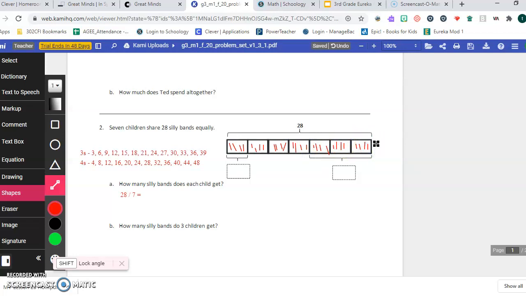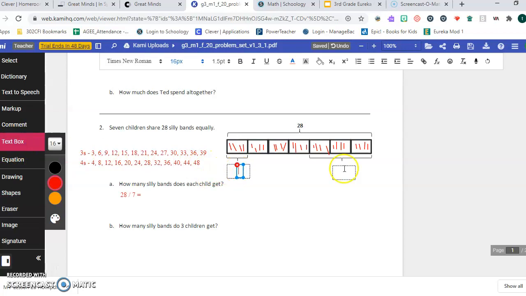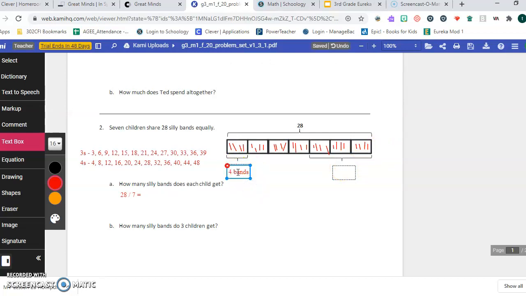And it's a good thing I end at the last one and I'm not going to start back over, because I've got equal sharing. It says share equally. So each child is going to get 4. This box stands for one child. If I put a text box in there, I can write 4 bands in each. Or I could describe this box as one child equals 4 bands. That'll give you a lot of space here.